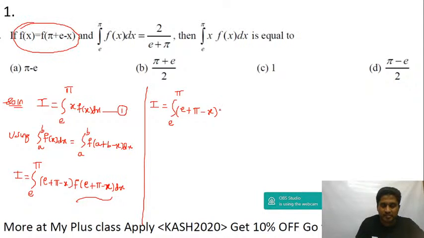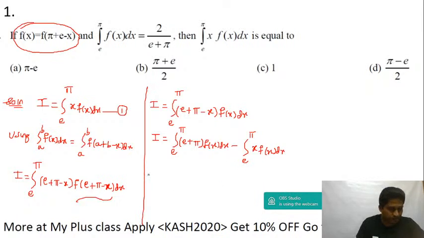So let me substitute here. I repeat, it's mentioned that f of e plus pi minus x is the same as f of x. Now if I open the bracket and separate them, this is the integral from e to pi of e plus pi times f of x dx, minus the integral from e to pi of x times f of x dx.